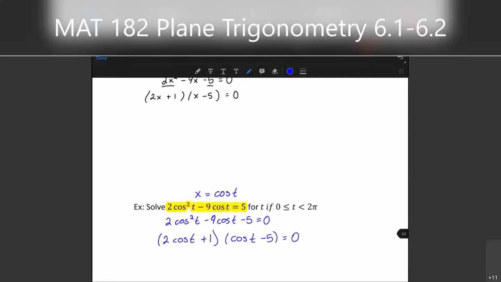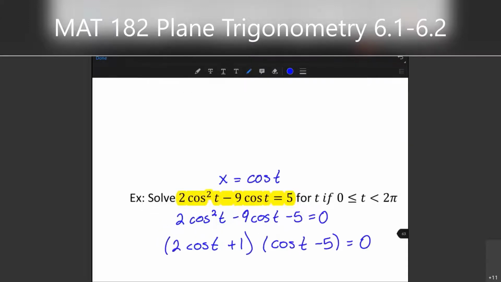So one technique that you can use as well is, if you have this trig function in terms of your quadratic, throw in a substitution variable, call it x, and just rewrite this as 2x squared minus 9x equals 5, and then work the problem from there. And then use your substitution later. It is a little bit extra work to do the substitution, but I just wanted to show you here that we can factor this just like we did with the original quadratic in terms of x.